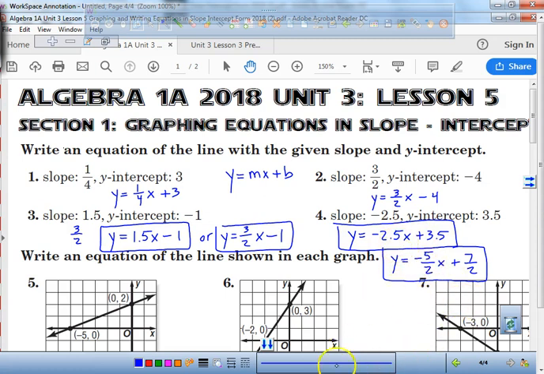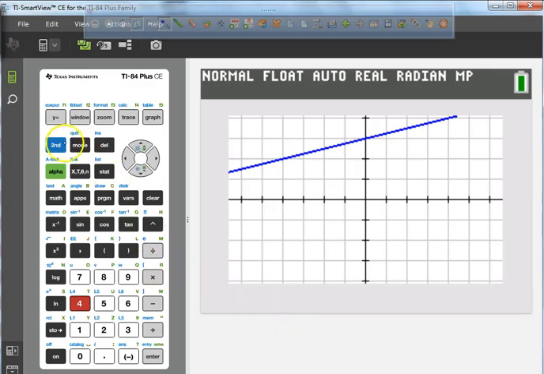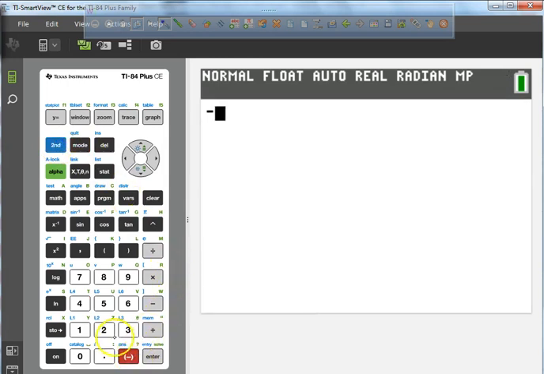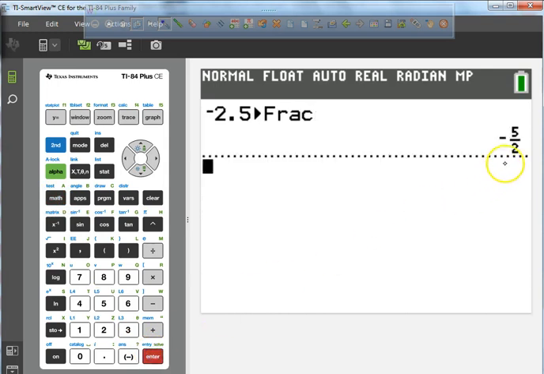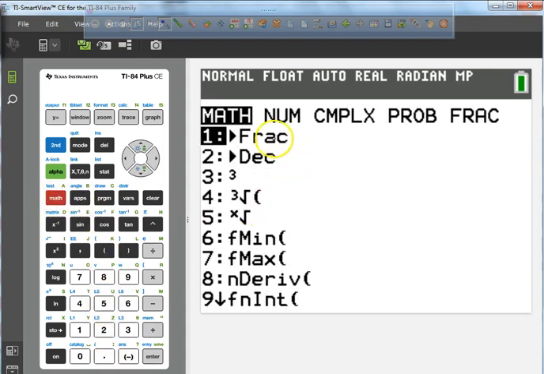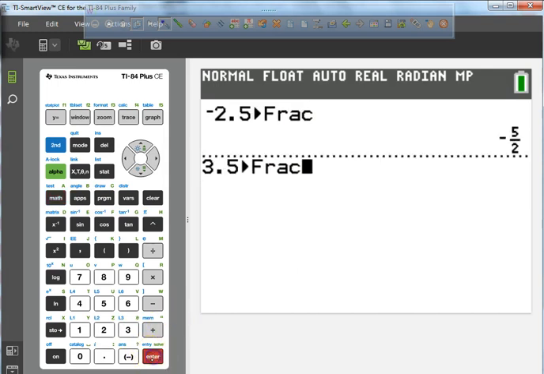Now, what if you didn't know it? Well, how am I supposed to know that -2.5 is -5 over 2? Hit the math button, press enter twice. What if you didn't know that 3.5 was 7 over 2? Hit the math button on your calculator. What are we going to do? Change it to a fraction. You guys see how you can do that? If you want to, you can change them.